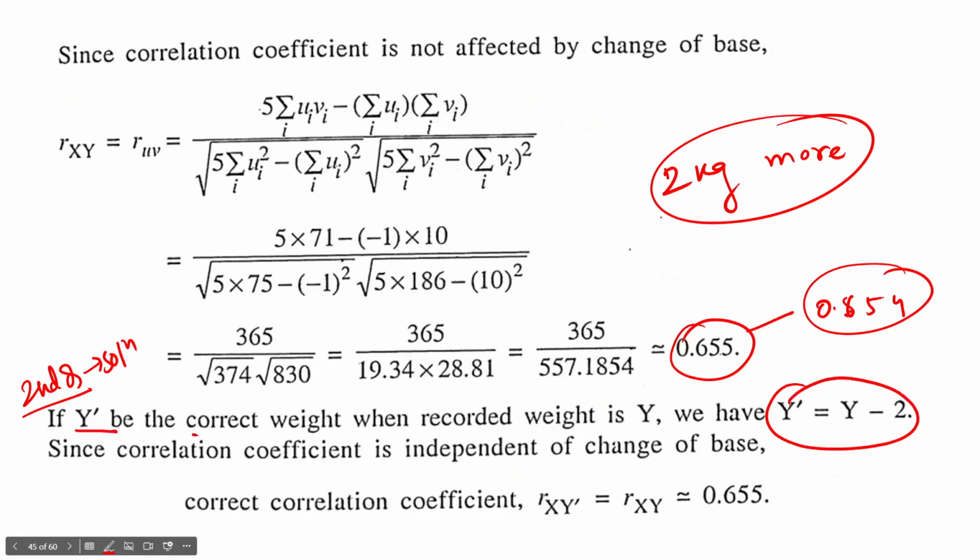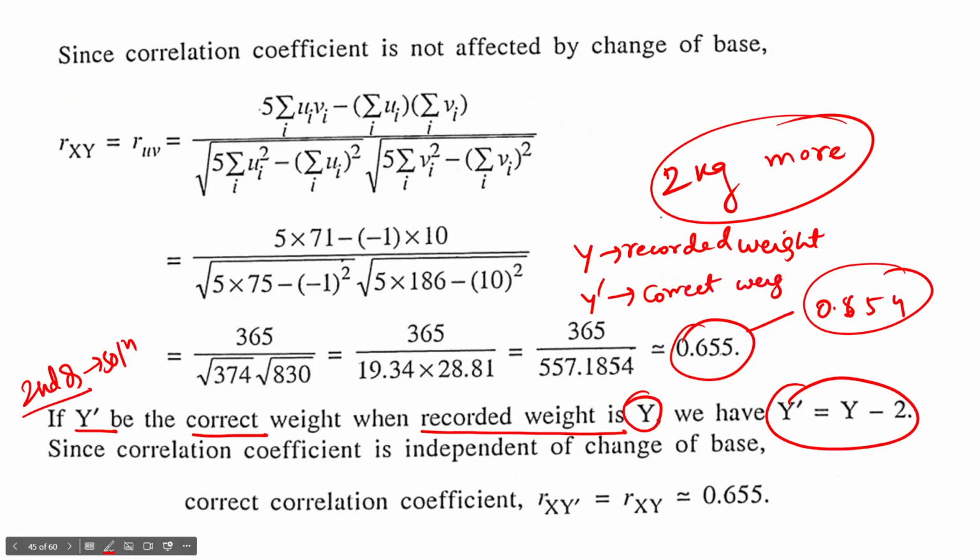So y dash is the correct weight and y is the recorded weight. See carefully, y is the recorded weight. I am notating it as capital Y, and y dash is what I am notating the actual correct weight as. So the actual correct weight is y dash, and the recorded weight is Y. Now what is the relation between these two? Y dash plus 2 equals Y, which means y dash equals Y minus 2.